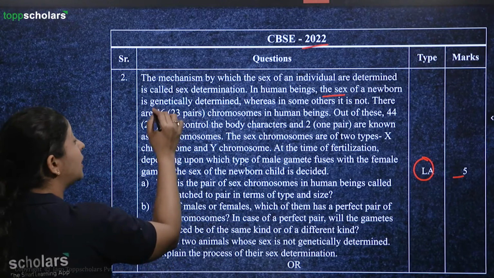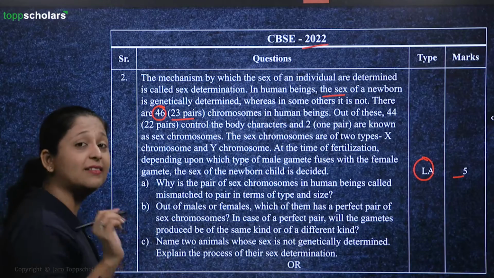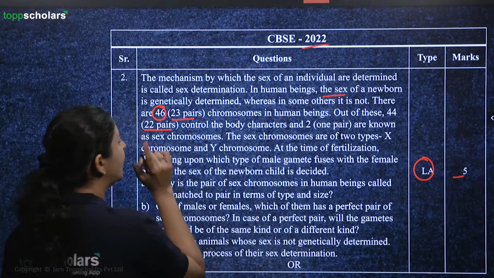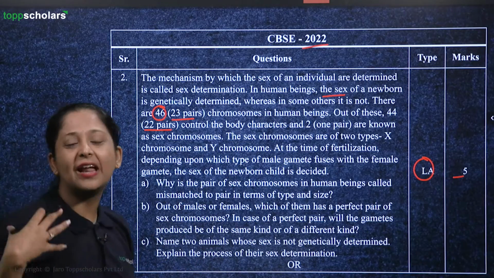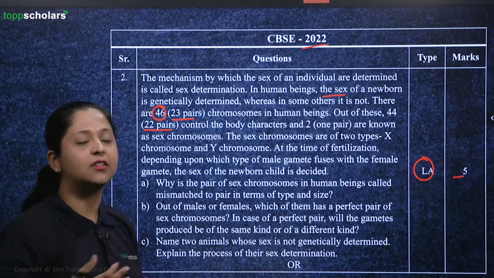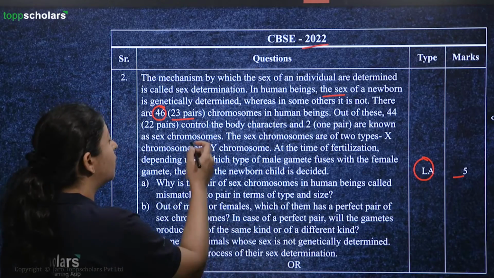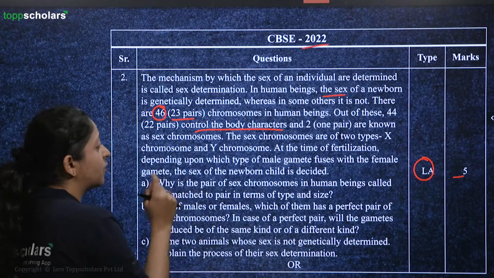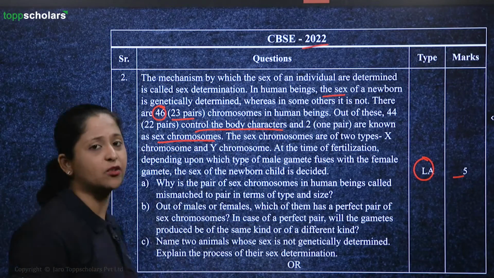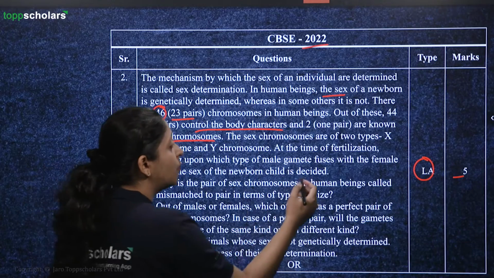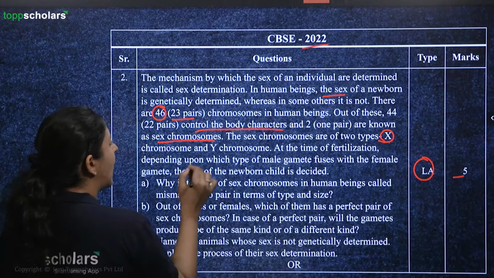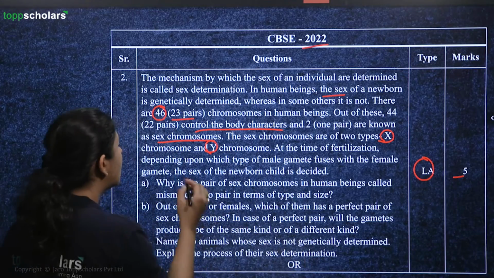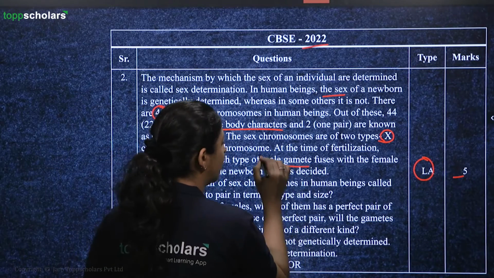There are a total of 46 chromosomes, that is, we have in all 23 pairs, correct? Out of these, 44 or 22 pairs are controlling the body characteristics like hair type, hair color. So there are certain chromosomes which are going to control the body characters, right? And there is one pair known as the sex chromosomes which is going to determine the sex of the individual. The sex chromosomes are of 2 types, X chromosome and Y chromosome. Now, when fertilization is happening, depending upon which type of male gamete it fuses with, right?